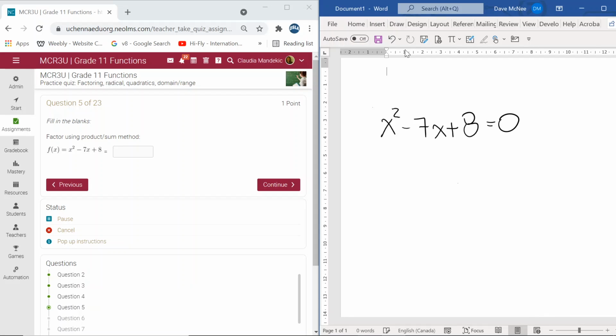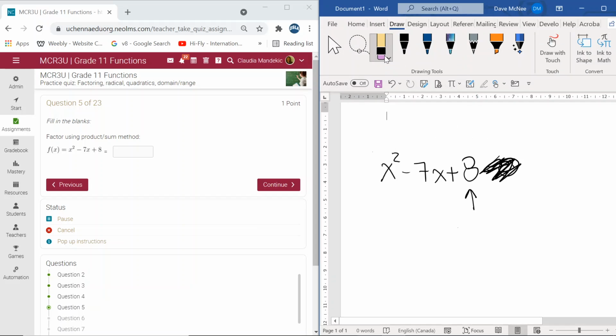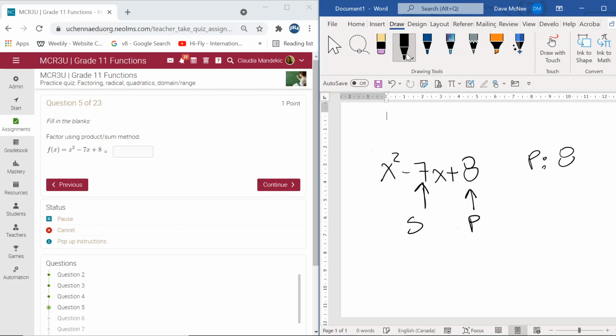So here I really have to look at the last term. And again, I have an equals 0 here, but actually I don't have to have a 0. Regardless of whether I have equals something on the right side, I would still be using the same method. So no zeros there. Okay, so I've got to find a product of 8, and my sum is negative 7. So what two numbers multiply to positive 8 and at the same time add up to negative 7? With some thinking, you'll know that those two numbers are negative 8.